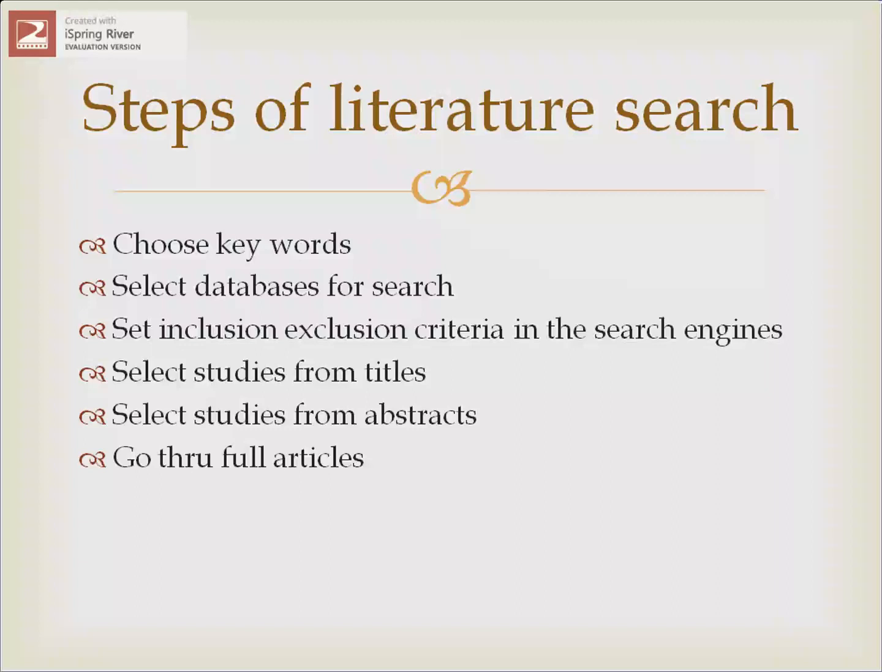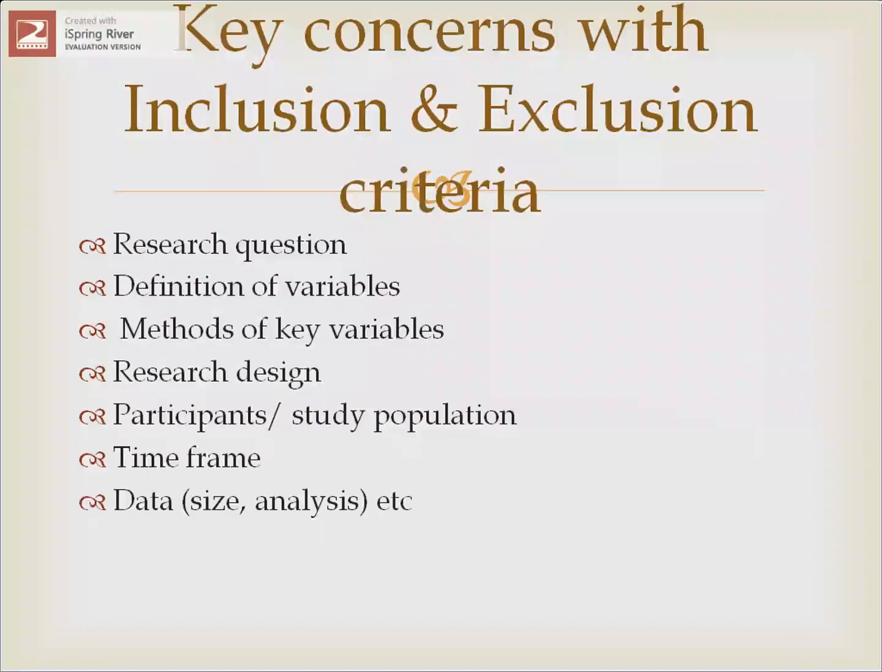Now the actual work starts here. Before you start your literature search, you have to choose keywords based on your research question. Then you have to choose databases for search. Select your inclusion and exclusion criteria in the search engine. Select studies from title, then select studies from abstracts, and go through full articles.